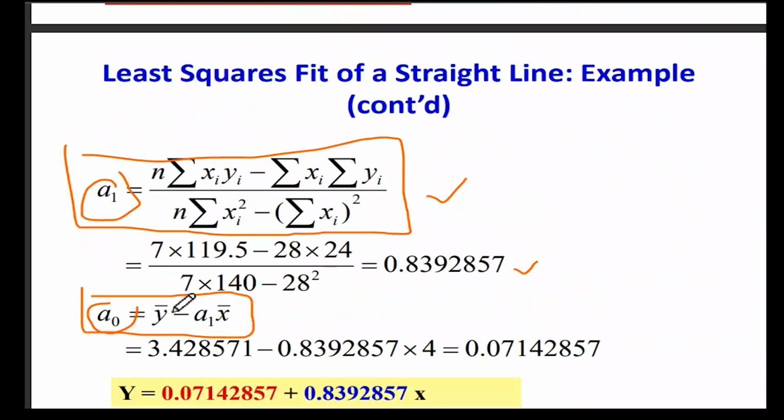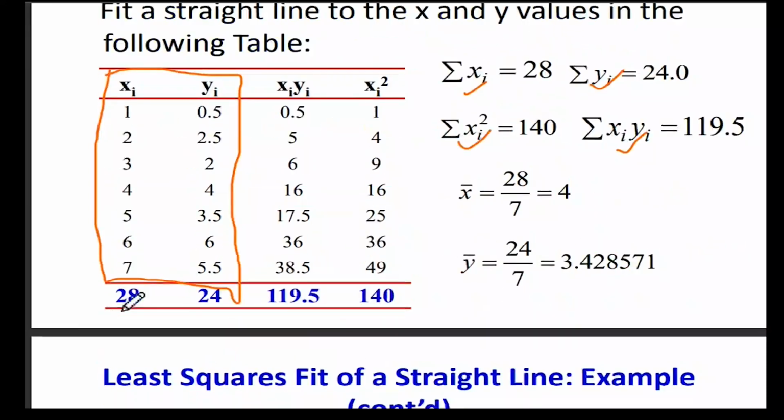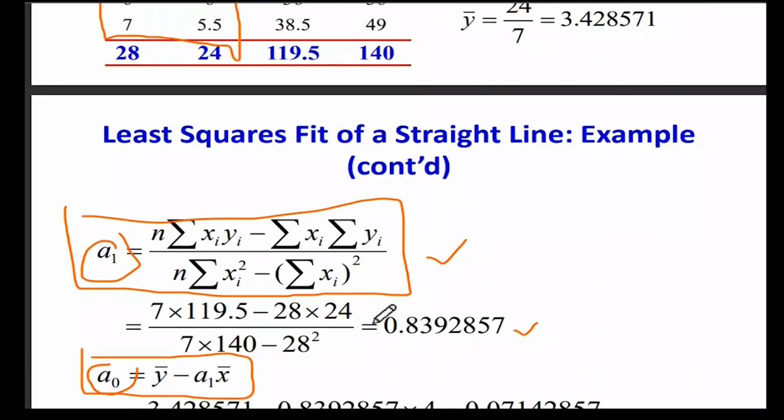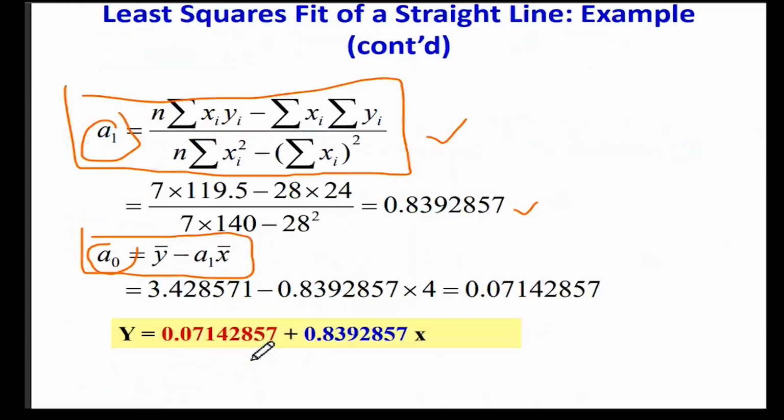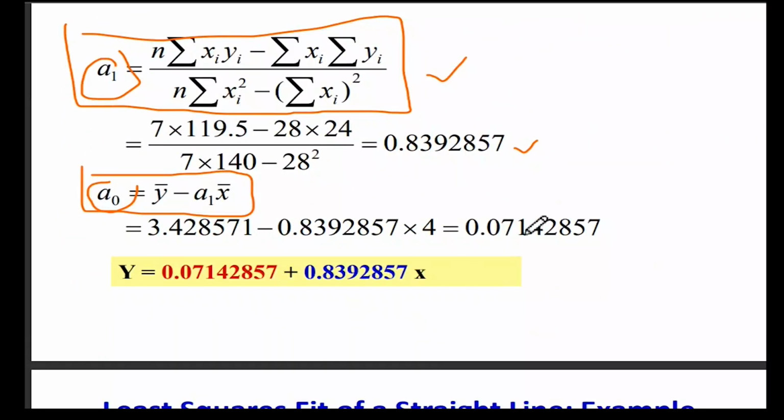Okay, so macam mana nak cari mean untuk Y dengan X? So, daripada sini lah. Okay, so kita tahu total of X is 28. Kita ada 7. So, 28 bagi dengan 7, divide by 7, kita dapat 4. Mean of Y, kita dapat 24. Divided by 7, kita dapat 3.428571. So, last kali masukkan dalam persamaan ni, in order to find A0. So, kita dapat A0 is 0.071.